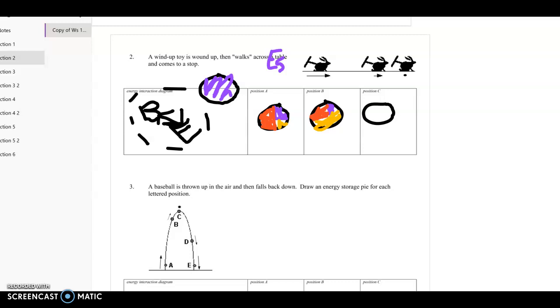So in the next picture, it's come to a stop. So the spring is unwound, the thing is not moving, and when something comes to a stop, then we know that it's all thermal, right? I'm not taking the time to redo this legend or whatever every time. Okay.